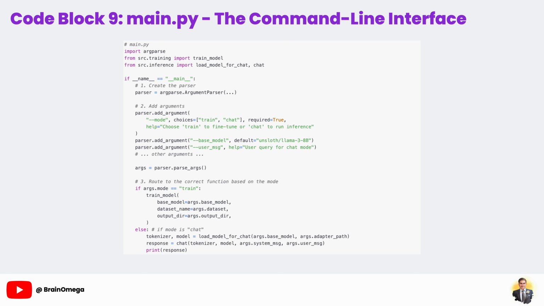After parsing the arguments provided by the user on the command line, we have a simple if-else block that acts as a router. If the user ran the script with --mode train, we call our train model function from training.py, passing in the relevant arguments to start the fine-tuning process. If the user ran it with --mode chat, we call our load model for chat and chat functions from Inference, passing in the user's message to generate and print a response. This simple, clean structure allows us to manage both training and inference from a single, easy-to-use command.